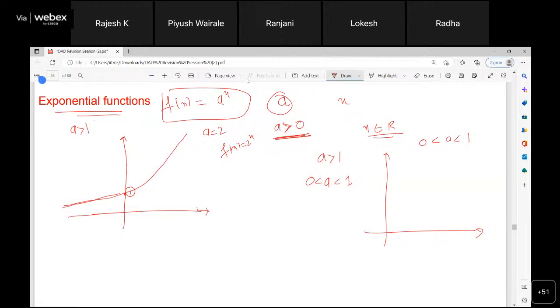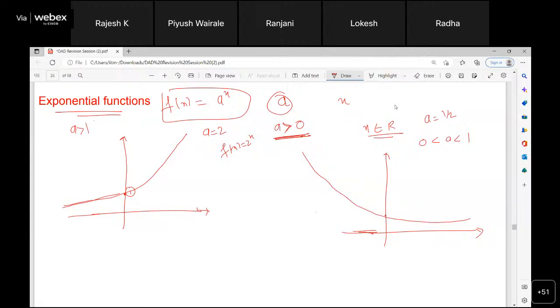Now same thing, let's say a equals 1 by 2, that is between 0 and 1. In that case it is a strictly decreasing function. At x equals 0, where does it cut the y axis? It will still be 1, the same point. But it will go like this, decreasing.